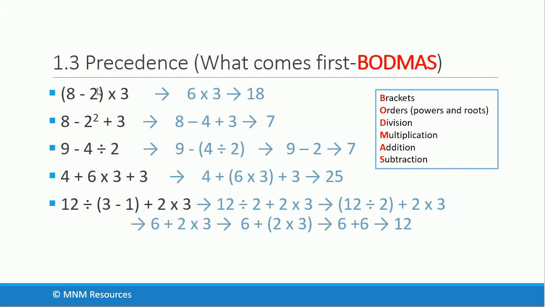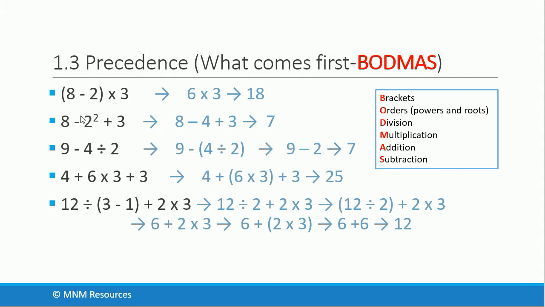So what's happening within the brackets? In this circumstance, we have to deduct 2 from 8. So that's what we would do first to tackle the brackets. 2 subtracted from 8 will give you 6. Then the multiplication, 6 times 3 gives you an answer of 18. Let's look at the second example.